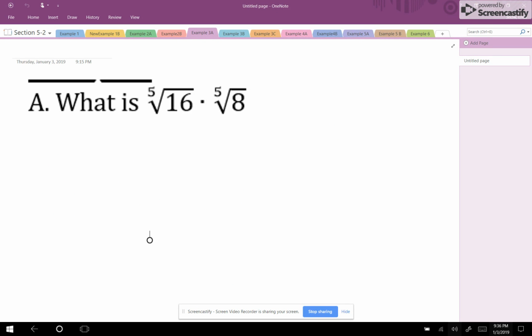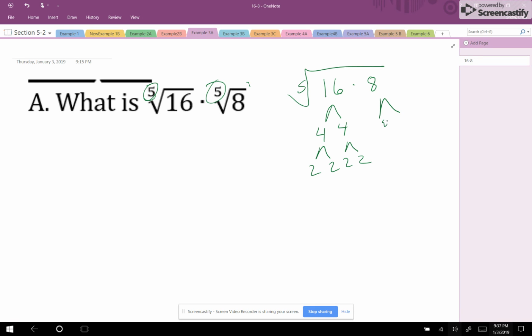So with these, again, our indices are the same. So we can put the 16 and the 8 together under our radical sign. When I do my factor tree for 16 and my factor tree for 8, I get this whole big line of 2's right here, right?